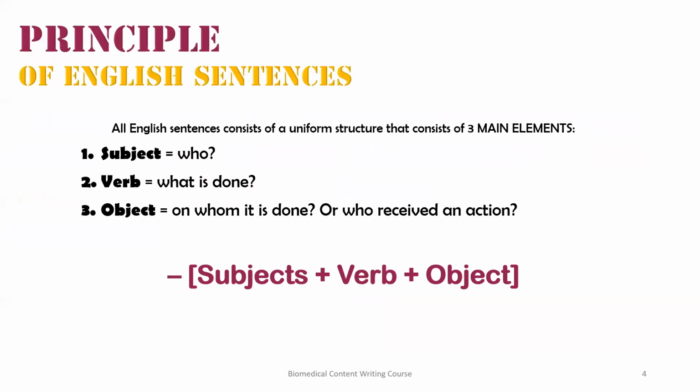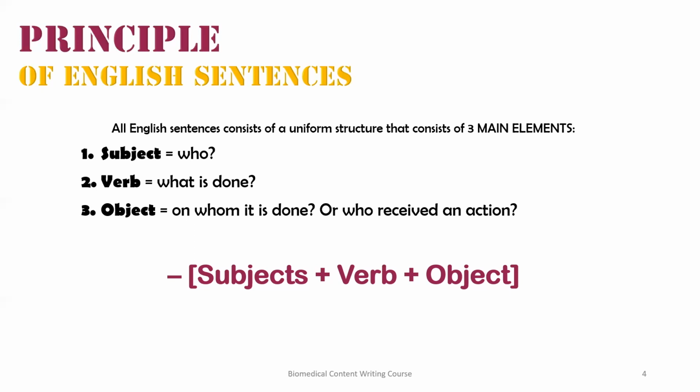So just see this principle of English sentences. In the English language, any sentence consists of a uniform structure with three main elements: one is the subject, one is the verb, and one is the object. The subject means, in your sentence, who is doing the action. Something is done on something and something is done by something. The person or thing who does the action is known as the subject of the sentence.